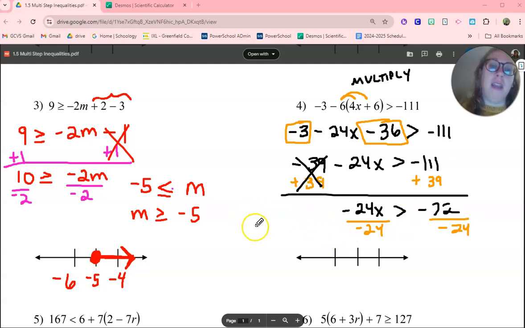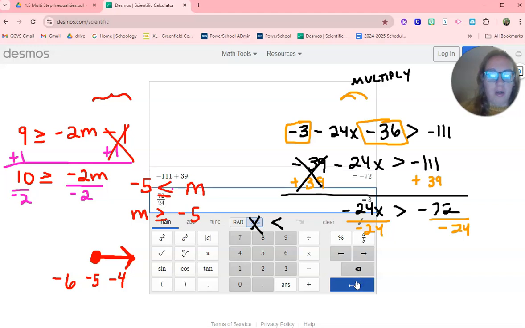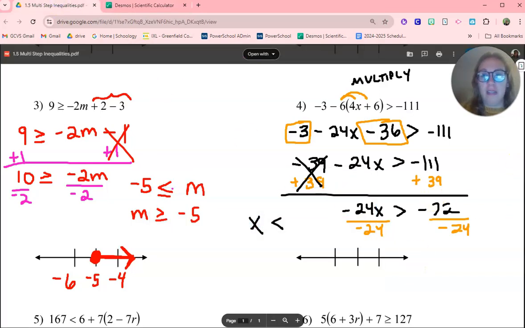But because we divided by a negative, we flip the sign, so it becomes x is less than 72 divided by 24 is 3. So it's a -72 and a -24, so that becomes a +3. 4, 2, and then we're going to do an open circle on 3, and it's less than, so we're going to the left. Beautiful. Make sure you get all that you need, that you're working through these problems on your own, showing that work, and also doing that graph, okay?